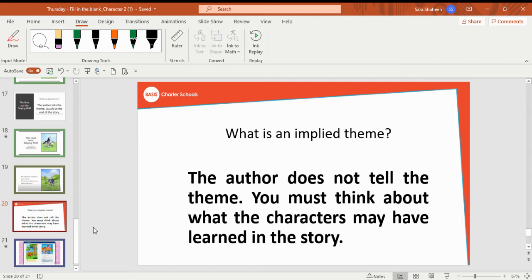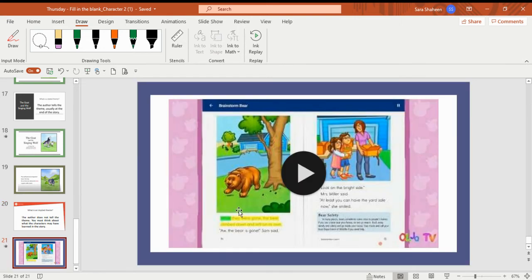Let's look at one more short story. And this time, I would like you to think about what's going on, what the characters may be thinking and feeling, and we are going to talk about what you think the implied theme is. Here we go. This story is called Brainstorm Bear.